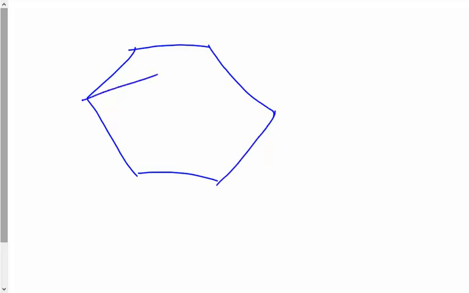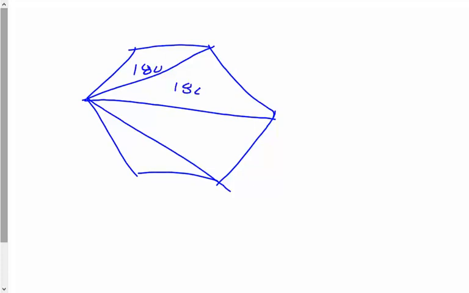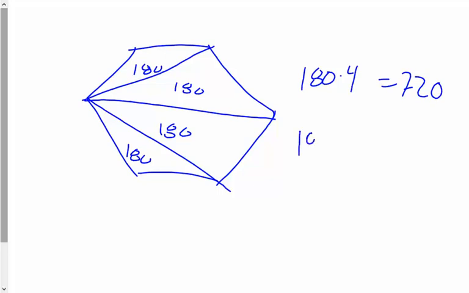We could do a hexagon, split up into some triangles. Here's 180, here's 180, here's 180, and here's another 180. So this is 180 times 4, which is 720. So if you haven't noticed a pattern yet, what I'm basically doing is taking 180.